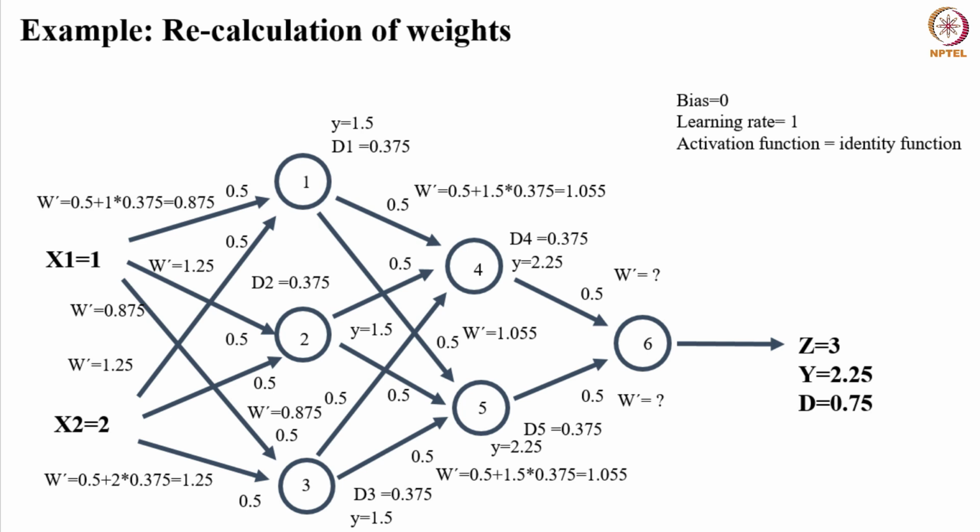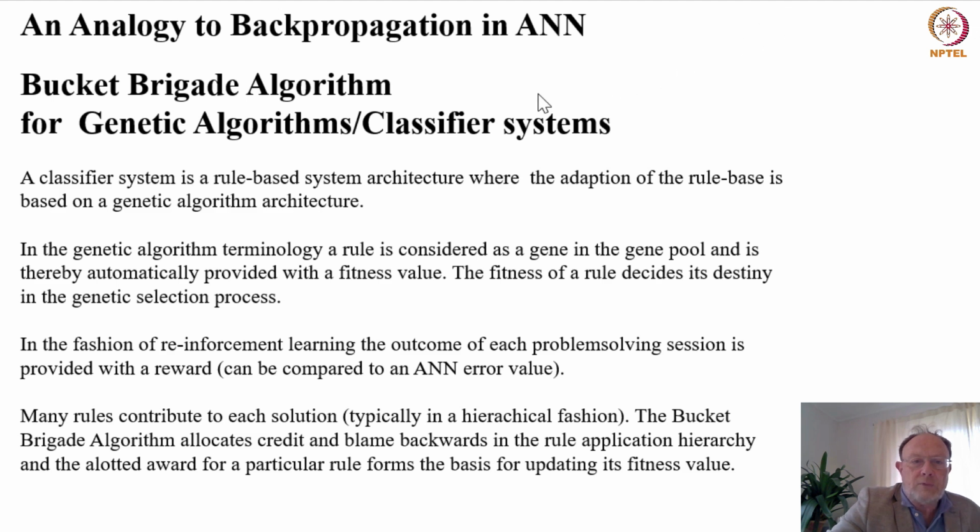The weights for the last two connections are eliminated here, and it will be saved as a problem for you to solve in the assignment. I now want to share with you an analogy to backpropagation in neural networks. And the analogy is with the area of genetic algorithms, classifier systems. I hope you remember that we talked about that some weeks ago when we talked about different kinds of representations.